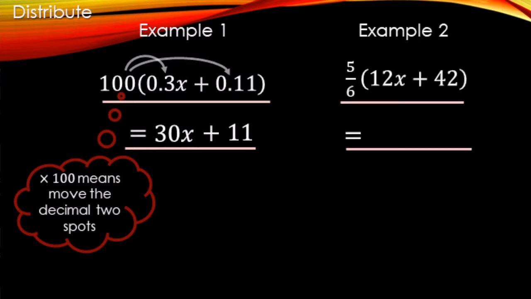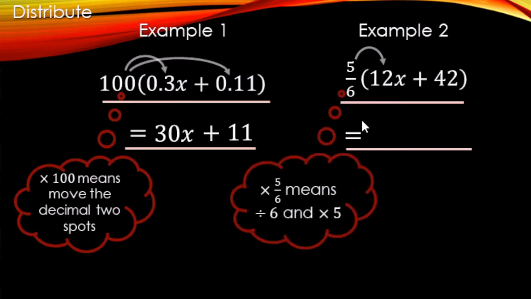Let's look at another example. 5/6 times 12x plus 42. Again, this is going to be distributing. So 5/6 times 12. Remember, with multiplying a whole number and a fraction, you divide by the denominator, 6 in this case, and multiply by 5. So here we go. 12 divided by 6 makes 2, times 5 makes 10x. And then the 5/6 times 42, same thing, divide by 6 and multiply by 5. 42 divided by 6 makes 7, times 5 is a plus 35.